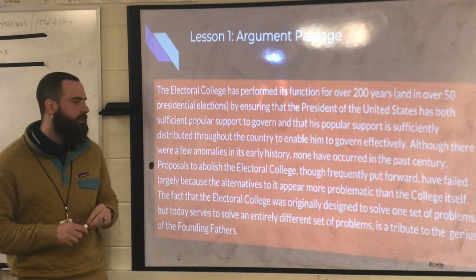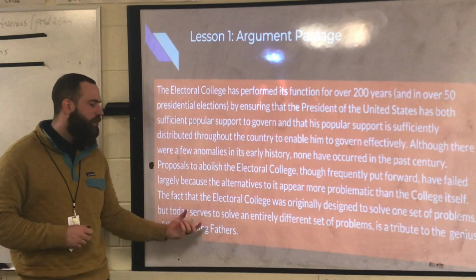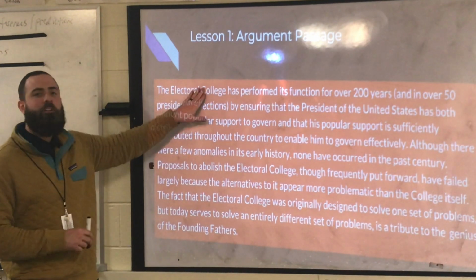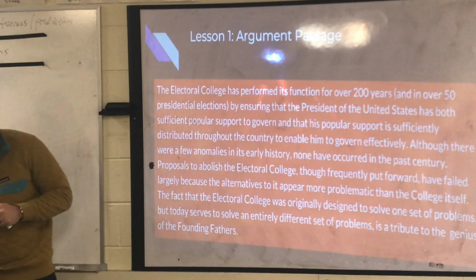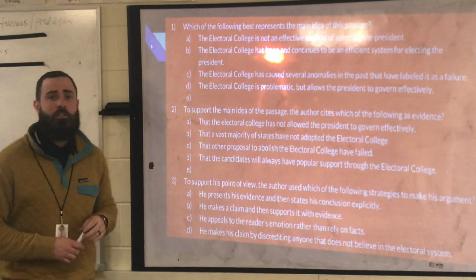Yes, you could argue the last statement, the Founding Fathers were geniuses, but the paragraph is not about the Founding Fathers, it's about the Electoral College. So that tells me the first sentence is where I've found my central idea or my argument. So we're looking at that first question.